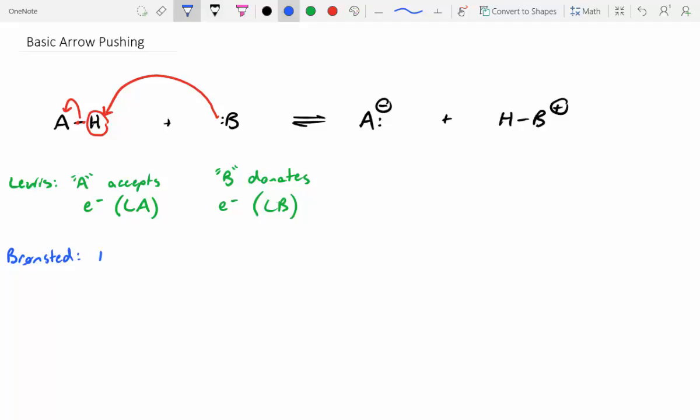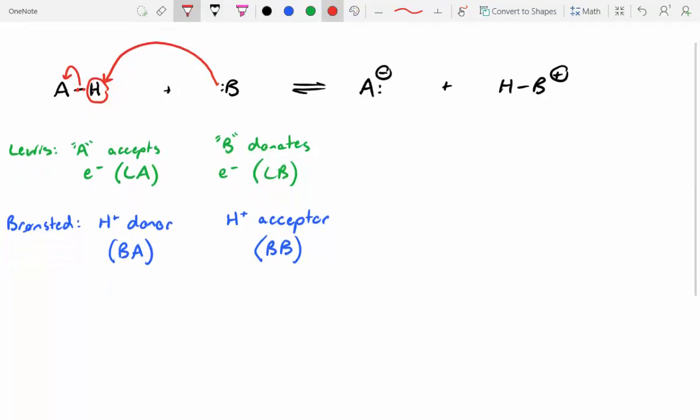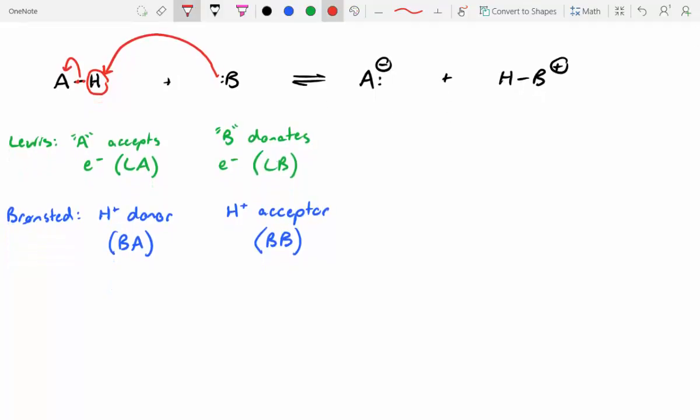And in this case, we would call this our H plus donor. And this base is going to be our H plus acceptor. So I'll abbreviate this BA for Bronsted acid, and then BB for Bronsted base. Last but not least, I've got a new important term that's going to show up again and again and again. This is called nucleophile, abbreviated NUC, and electrophile, which is E+.